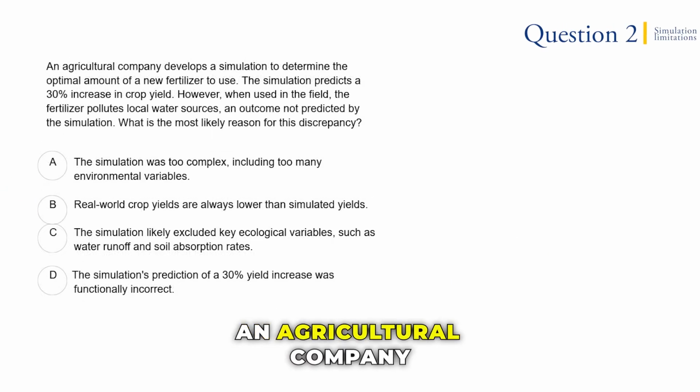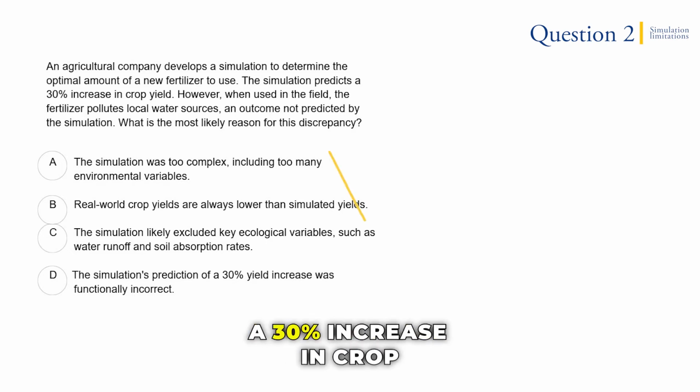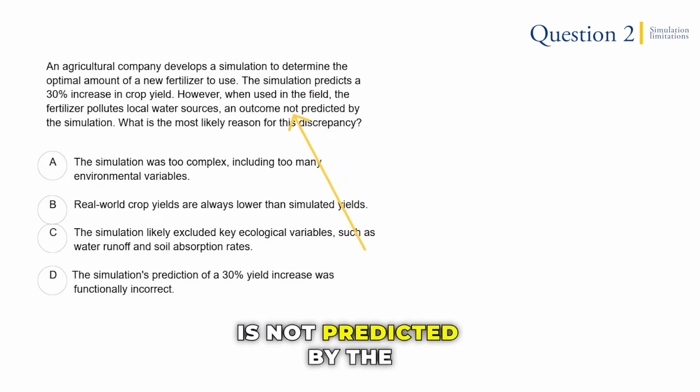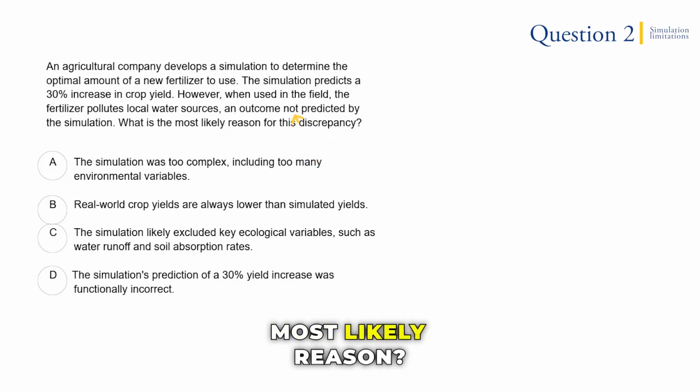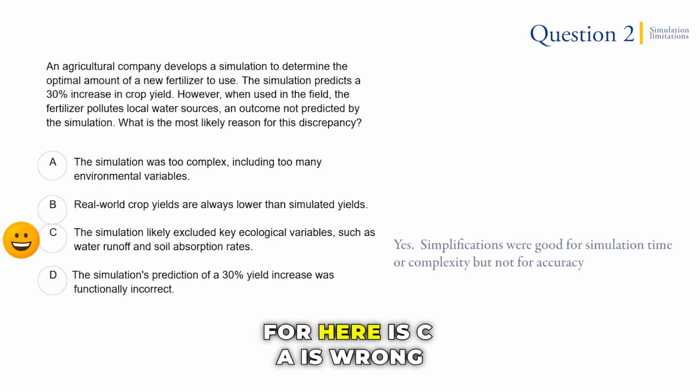Question 2. An agricultural company develops a simulation to determine the optimal amount of a new fertilizer to use. The simulation predicts a 30% increase in crop yield. However, an outcome is not predicted by the simulation. What is the most likely reason? So this question looks at the limitations of simulations, and that limitation is always related to the assumptions. So the answer we're looking for here is C.